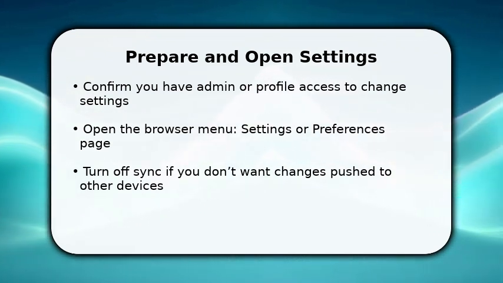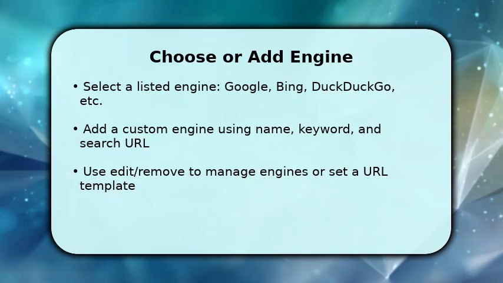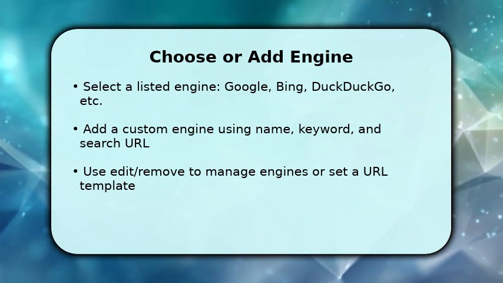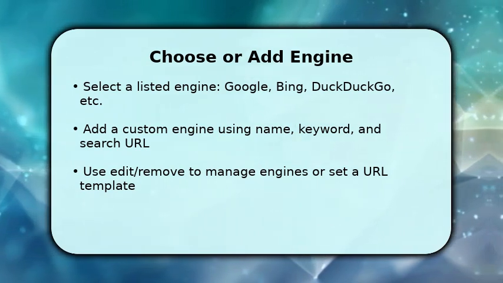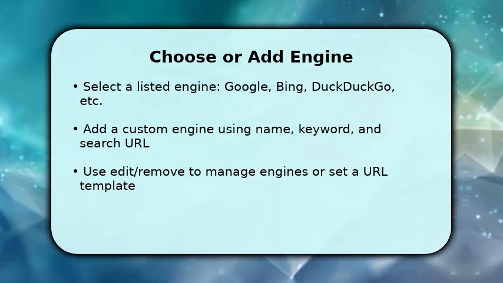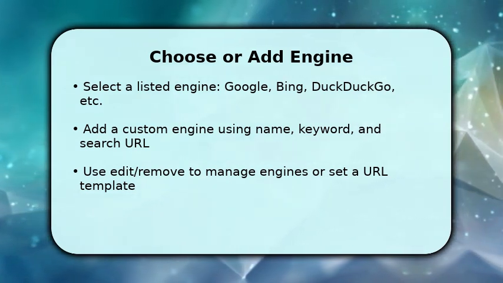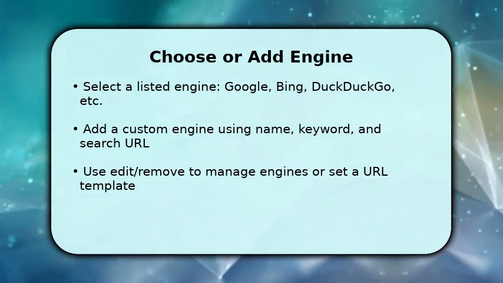Once in the search settings, scan the available engines and pick one from the list for a quick switch. If your preferred engine isn't listed, add it. Enter the engine name, a short keyword for quick access, and the search URL template that accepts %s for queries. After adding, choose Set as Default.